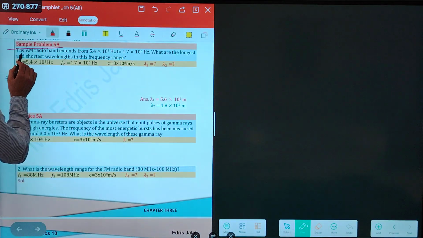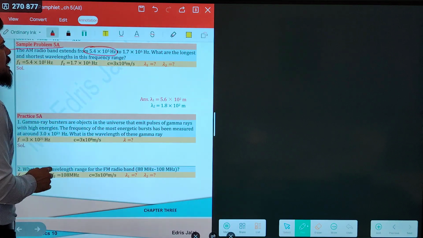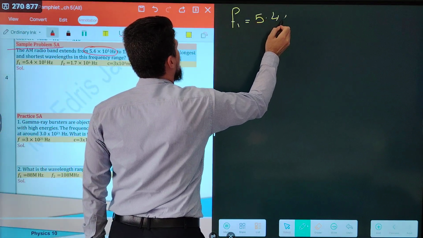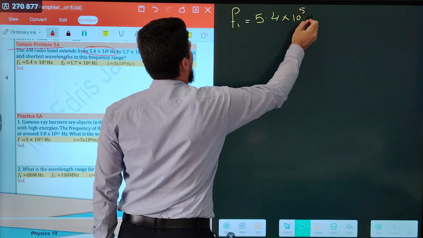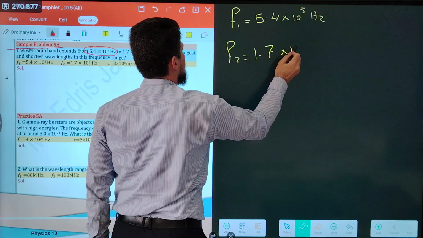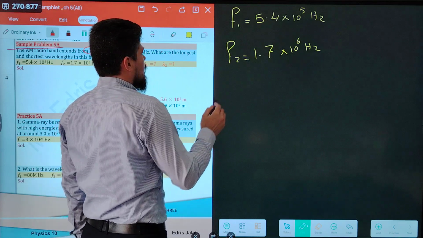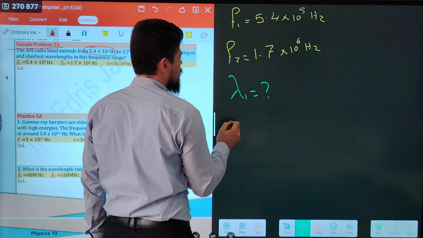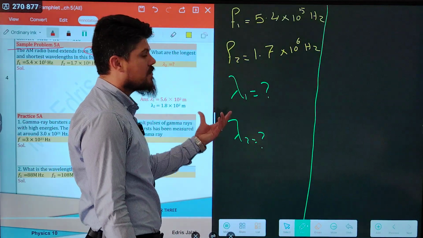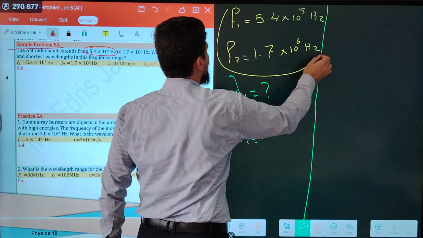Sample problem 5A. The AM radio band extends from 5.4 times 10 to the power 5 hertz. This is F1, which is equal to 5.4 times 10 to the power 5 hertz. And F2 is 1.7 times 10 to the power 6 hertz. What are the longest and the shortest wavelength? Lambda 1 is equal to what? Lambda 2 is equal to what? Before solving, you have to know which frequency has the longest wavelength and which has the shortest. So compare these two frequencies.